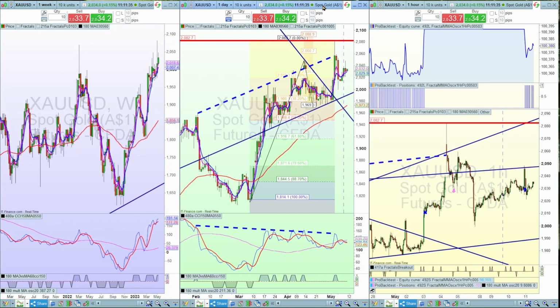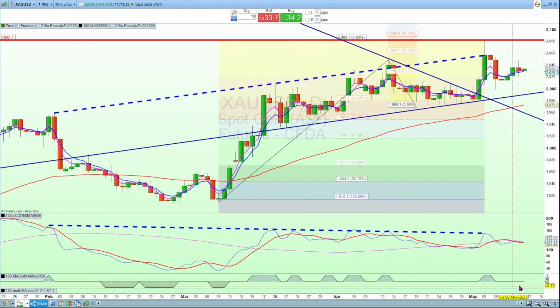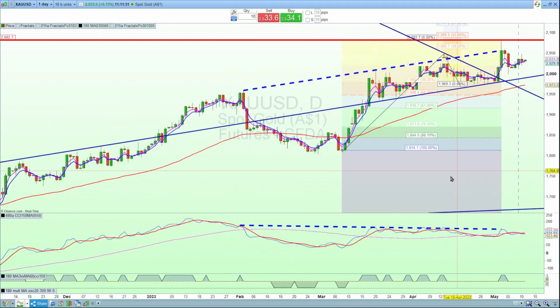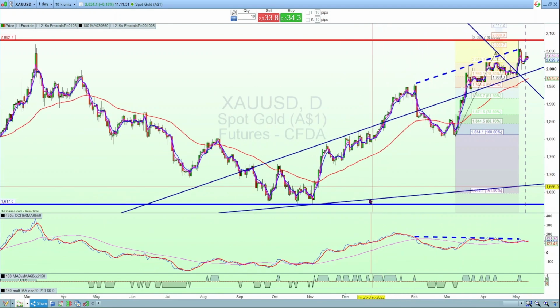On the daily, at the moment, you'll notice it's neutral. So I prefer to make sure they're both aligned, the weekly and the daily. So in this case, I wouldn't be trading until the daily as well shows a bullish momentum to align with the weekly. But what we've got here as well is, if I zoom out, you can see here there's a key support area at 1617, resistance at 2082.